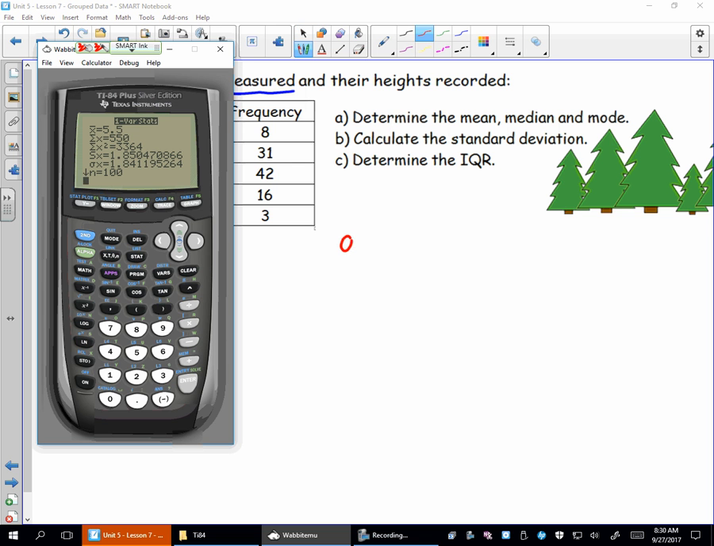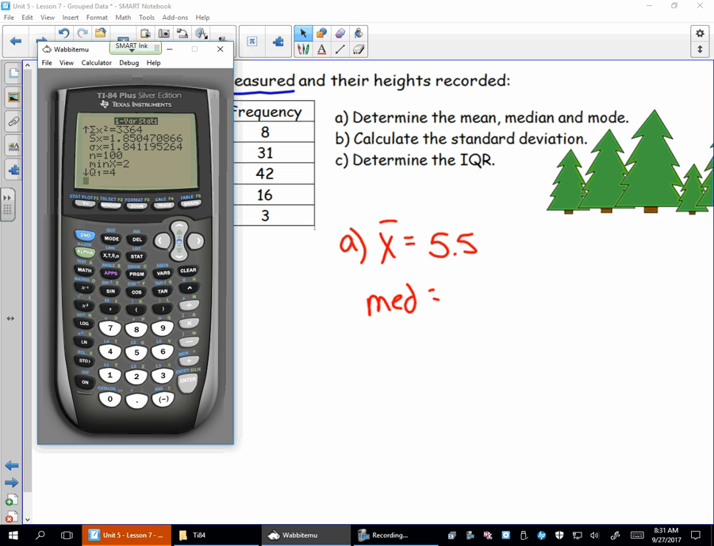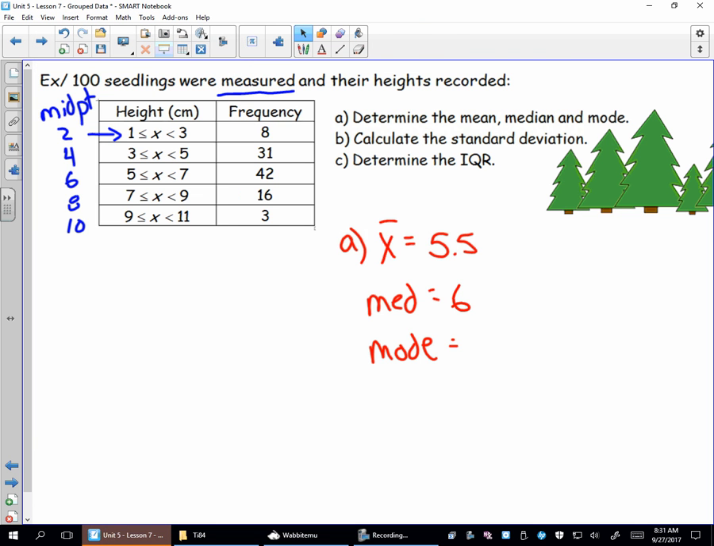What do we got? Our mean. Our mean is approximately 5.5. Now I'm saying approximately, not because I don't trust my calculator, but because of the numbers I put into the calculator. Those were approximations. My median, and go down to my list here, my median is 6. My mode, my most commonly occurring value, well, the most common interval was this one, so I'm going to approximate it based on its midpoint. So my mode is also 6.